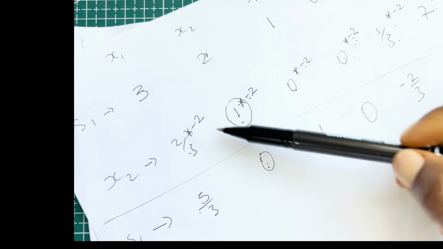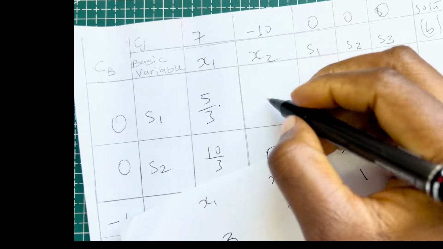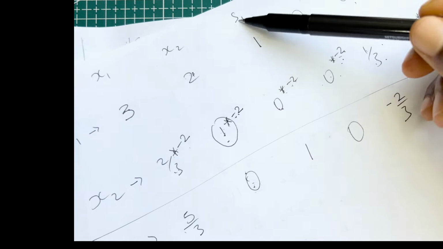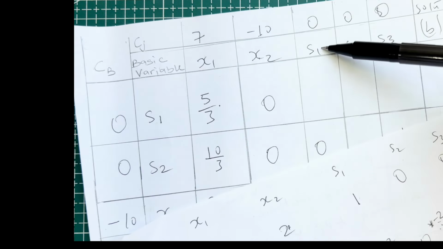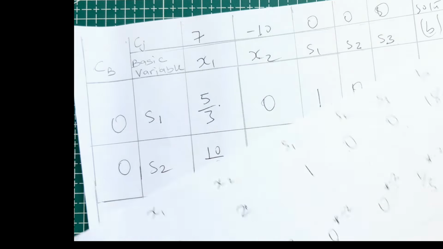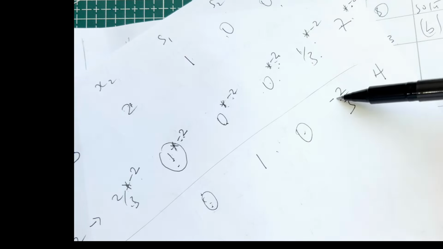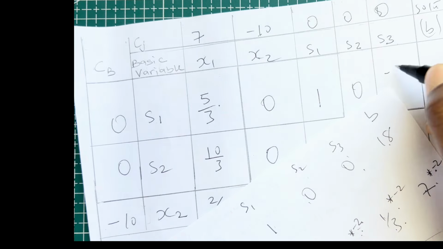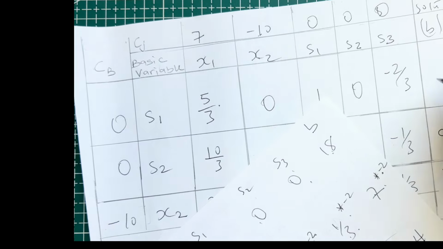For x2 here, we have 0. We put 0. For x1 here, we have 1. We put 1. For x2 here, we have 0. For x3, we have minus 2 all over 3. For b here, we have 4. That means we'll write 4.